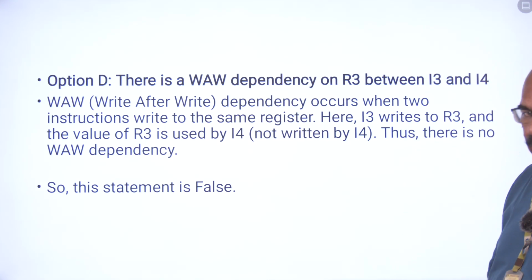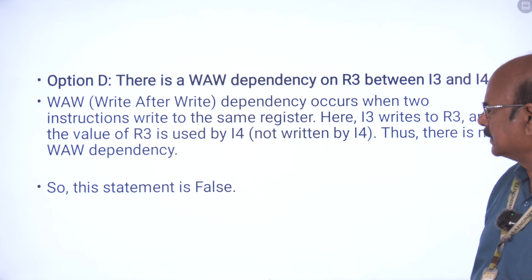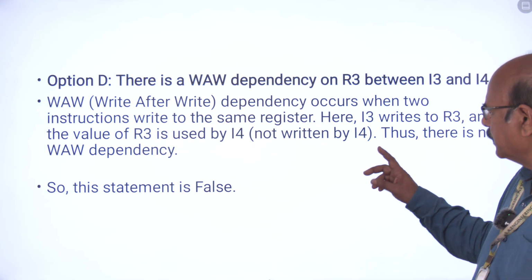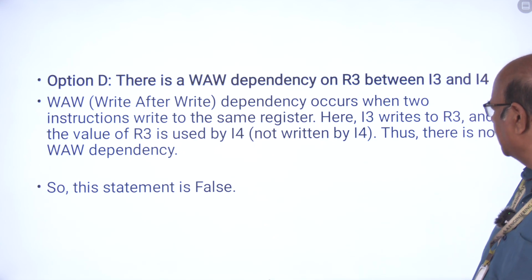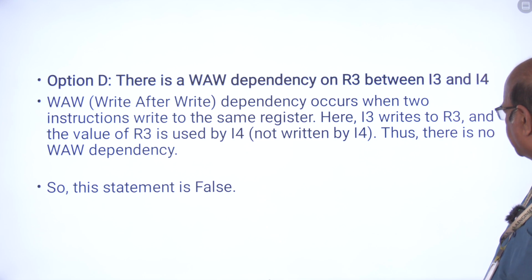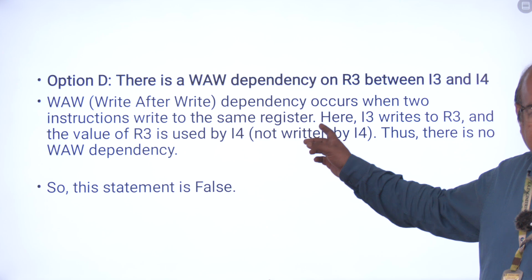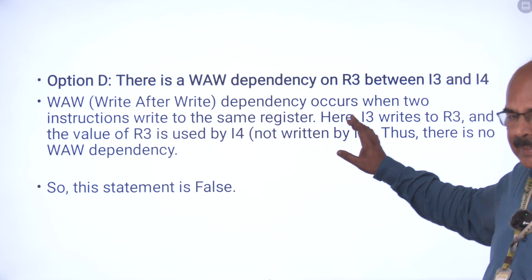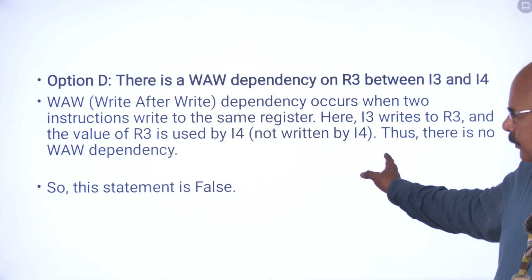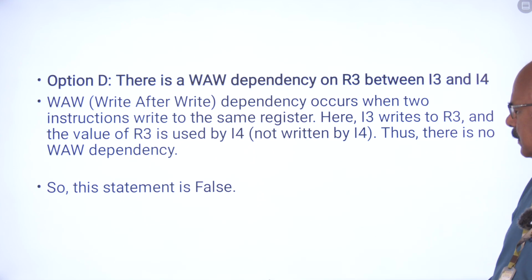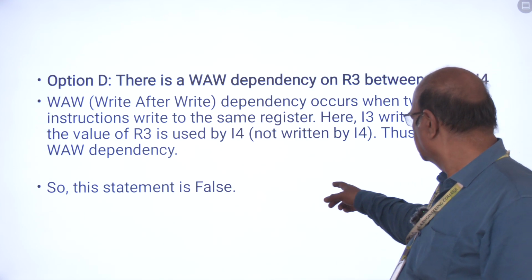Option D, there is a WAW dependency on R3 between instruction 3 and instruction 4, write after write. What dependency occurs when two instructions write to the same register? Here I3 writes to R3 and the value of R3 is used by instruction 4. So R3 is not written by instruction 4. Thus there is no WAW dependency. So the statement becomes false.